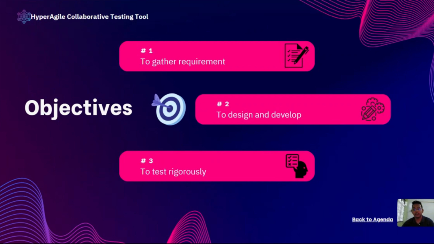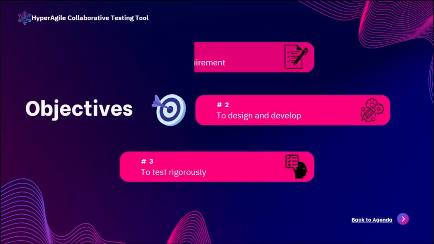To design and develop the HyperAgile Collaborative Testing Tool using Spring Boot, incorporating user-friendly interface and seamless integration with the HyperAgile blockchain on the Hyperledger Fabric is the second one. Now, for the third, to test the HyperAgile Collaborative Testing Tool rigorously, ensuring that all system functionalities meet the specific requirements and that the tool operates reliably in various scenarios. Let's move on to our scopes.